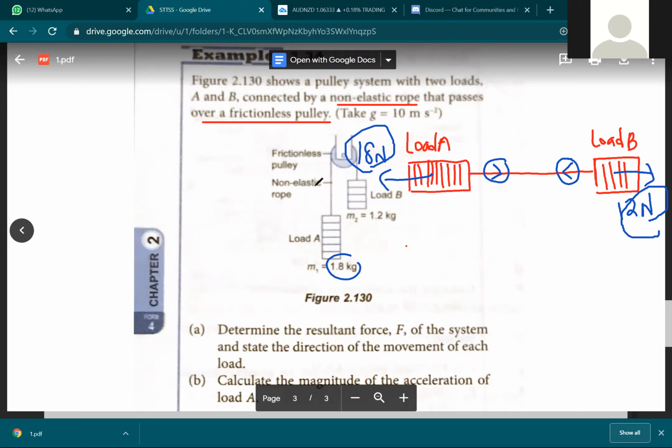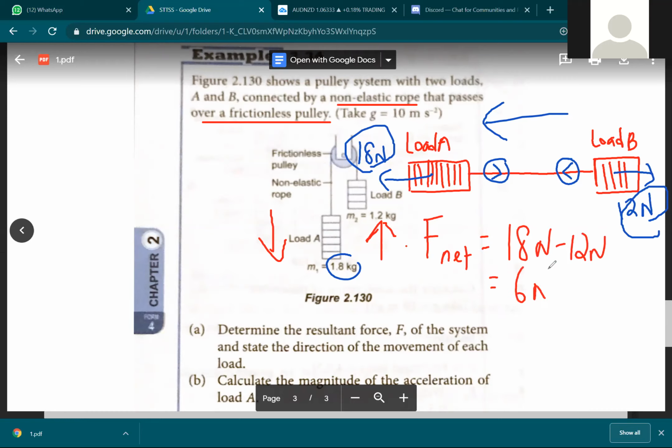Now you know the motion is going to the left, right? Just now I labeled the arrow here, down here, and up here. So it's going to the left, meaning that your F net, resultant force, F net is 18N minus 12N, which is equal to 6N.